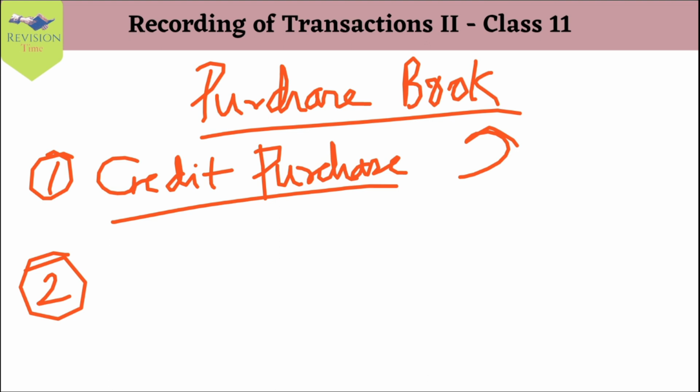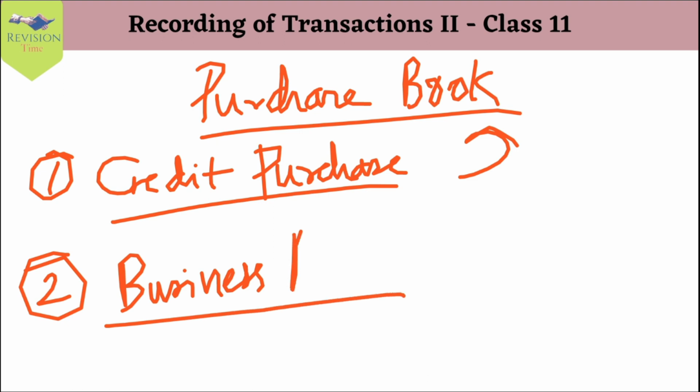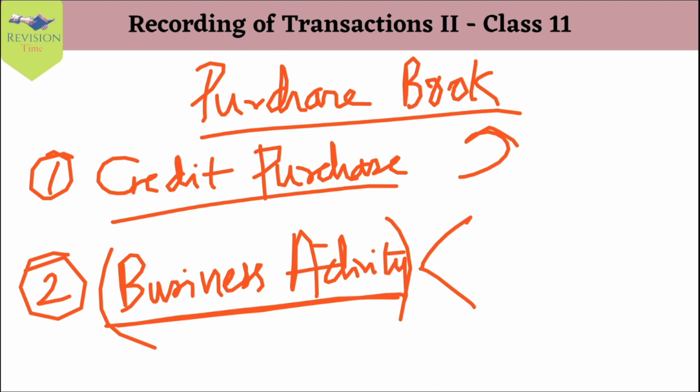The second very important point to remember is that we have to record only those credit purchases which are related to the main business activity. By business activity, I mean credit purchases made for selling purposes. We cannot record credit purchases of assets, because we record only the credit purchases which are related to the main business activity.